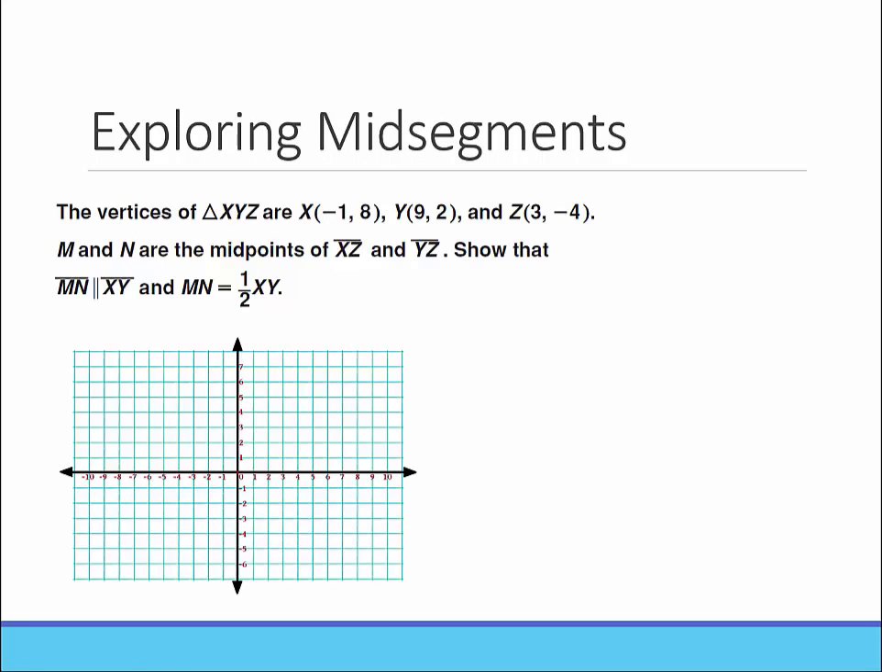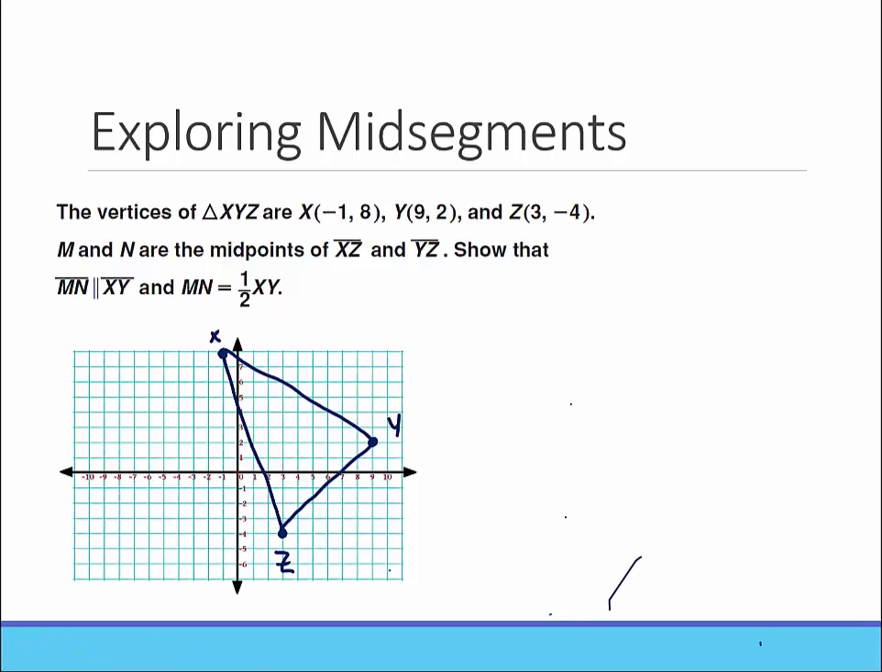So let's explore one. The vertices of triangle XYZ are at X(-1, 8), Y(9, 2), and Z(3, -4). M and N are midpoints of XZ and YZ. We need to show that MN is parallel to XY and that MN is 1/2 of XY. So let's go and plot our points. There's X. Y is over at 9, 2. And Z is at 3, -4, sorry. So we connect the dots. This nice, pretty little triangle.